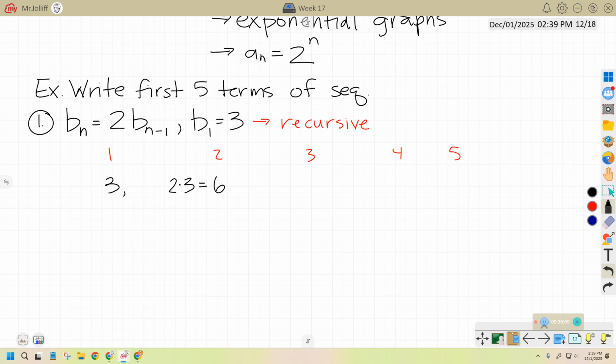And we're going to repeat. Same process. I want B3. That formula for B3 is 2 times B3 minus 1, which is B2. What is B2? We just found it, 6. 2 times 6 is 12.